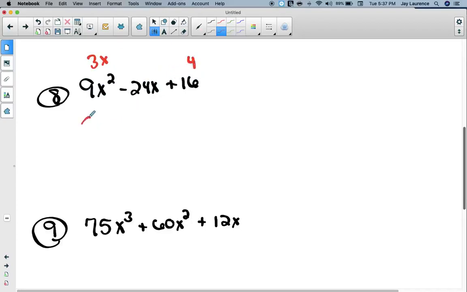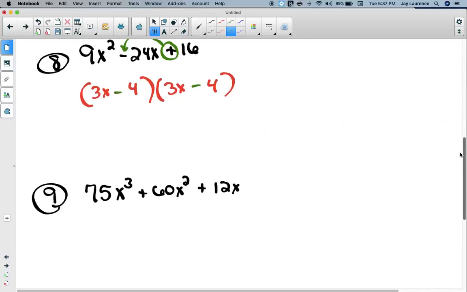Okay, we are going to get two quantities when we factor this. We're going to get the 3x and a 4, 3x and a 4. Now, since the 16 is positive, I'm going to get that sign twice. The negative sign on the 24 will show up twice. And this is factored. You can check your work by double distributing. I highly recommend that you check your work by double distributing. It's a great idea.